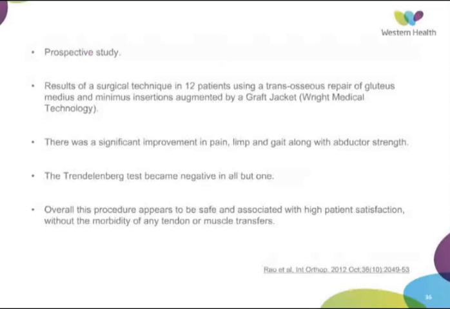The other study that used synthetic scaffolding used the GraftJacket, made by Wright Medical, and they had 12 patients in whom they used it over the gluteus medius and minimus insertion. Their symptoms improved, pain, limp and gait improved, and their strength returned back to normal. They mentioned that the Trendelenburg test became negative in 11 of 12 patients. They suggested that this is a safe procedure associated with high patient satisfaction and without morbidity of any tendon or muscle.